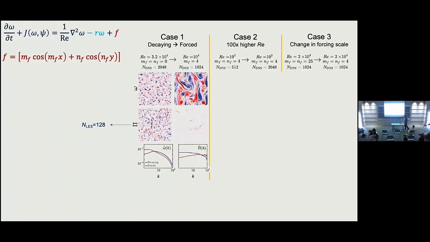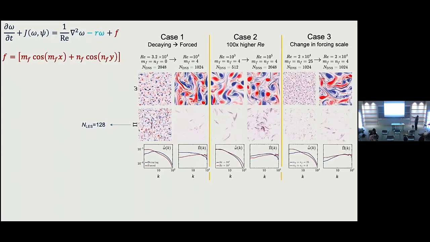The second case we are looking at is to extrapolate from a Reynolds number of 1,000 to a Reynolds number of 100,000. Again, if you look at the flow field and the pi term, we see that they have different spectra. Again, for the pi term, there are major differences in the larger scales and also some differences in the high wave numbers. The third case we are looking at is when we change the wave number of the forcing, from wave number 25 to 4. Again, there are differences in the scales of the mean flow and also in the pi term, where the differences are in the larger scales.